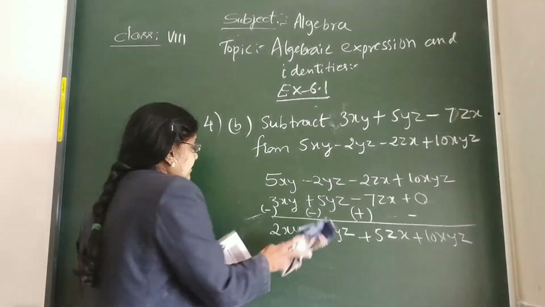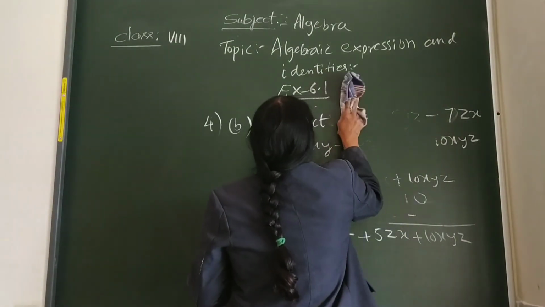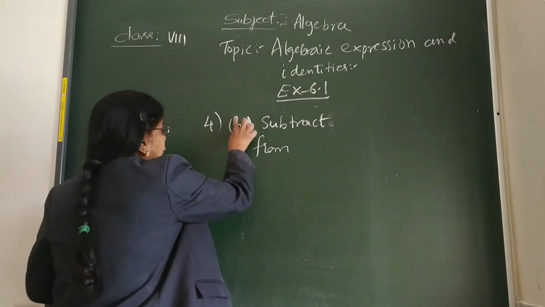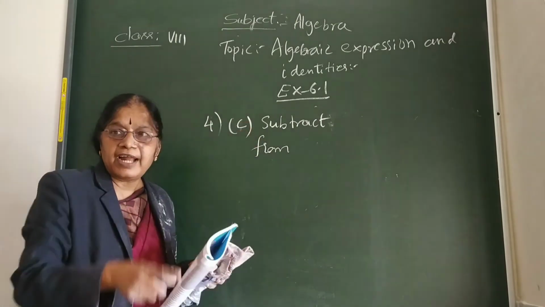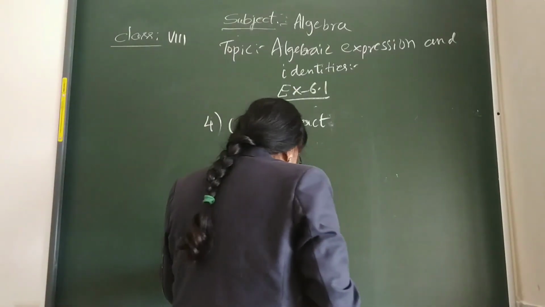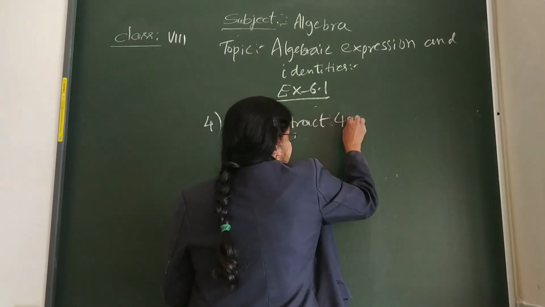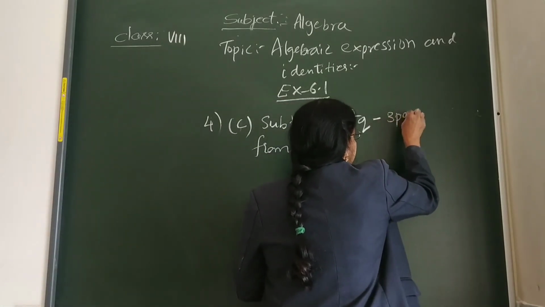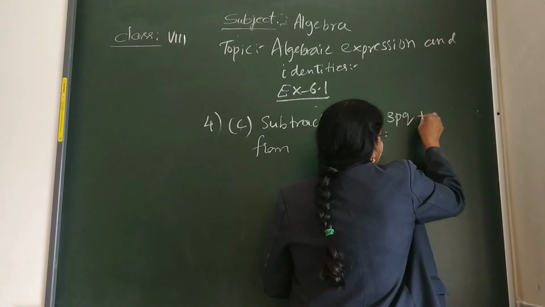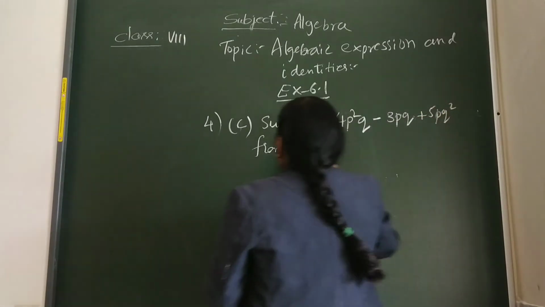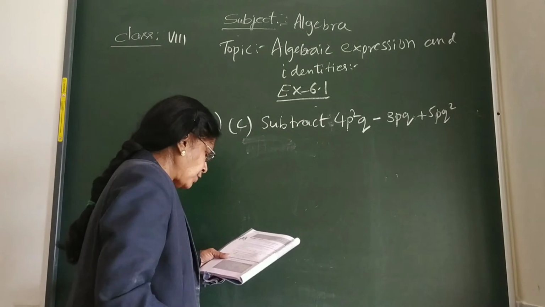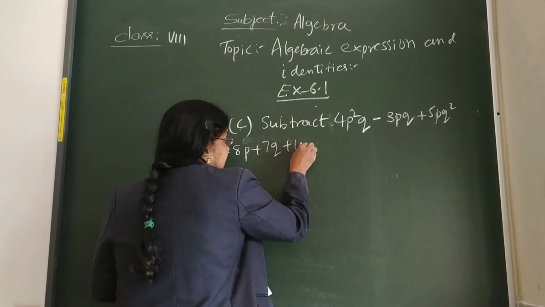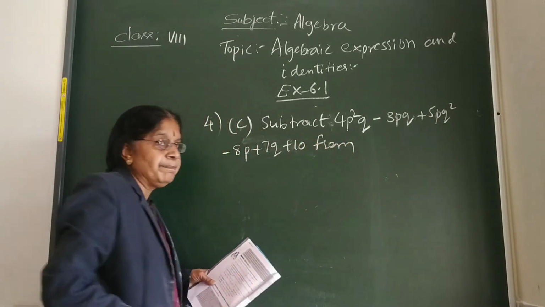I go to the last sum. Let us see what is given in C. So the fourth one, C, is there. Subtract 4p square q cube minus 3p cube plus 5pq square, minus 8p plus 7q plus 10, from. See, it's a big sum, a very big polynomial.